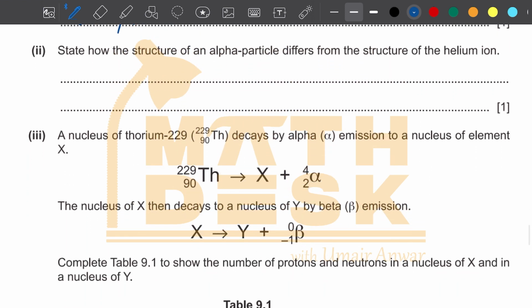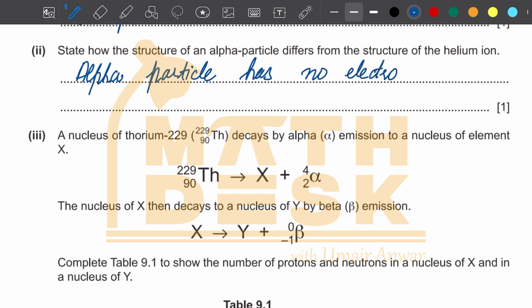State how the structure of an alpha particle differs from the structure of a helium ion. So alpha particles are just like helium nuclei. An alpha particle has no electrons, while the helium ion that we were seeing has an electron.